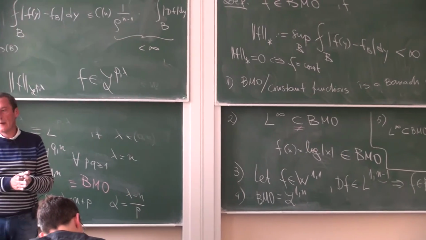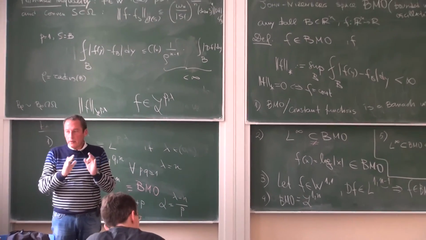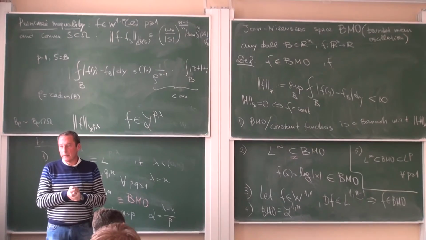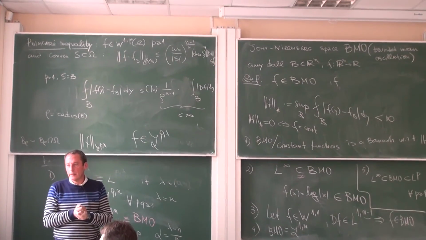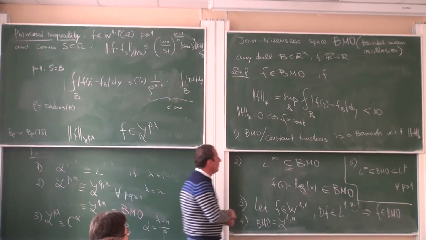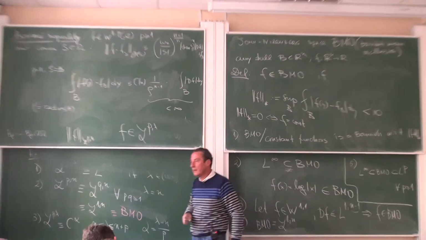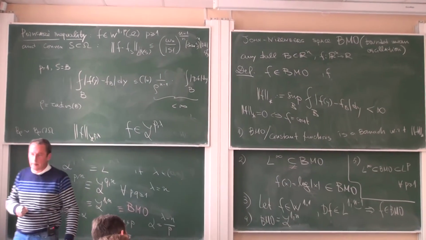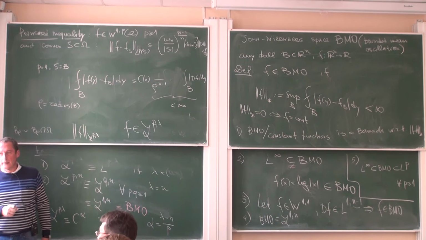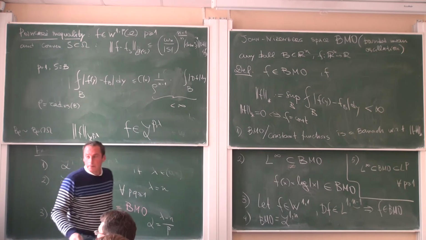But this is for bounded domains? Also for R^n. But how do you get the decay? Well, if you have the whole space, then functions from L^p decay at infinity. And is it true for BMO? Do they decay at infinity?